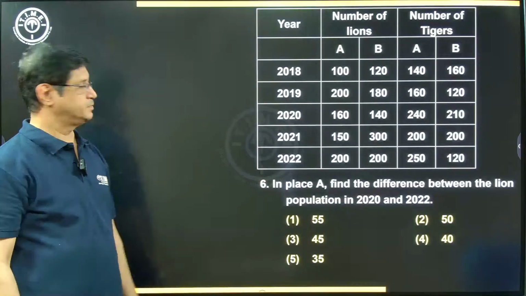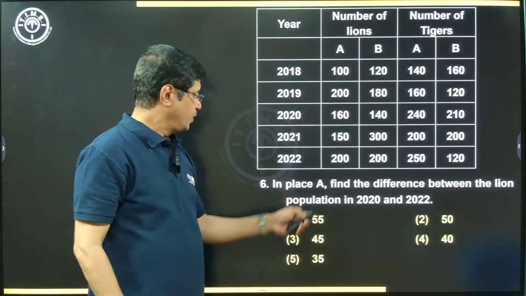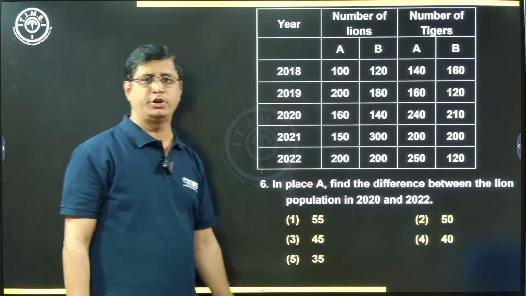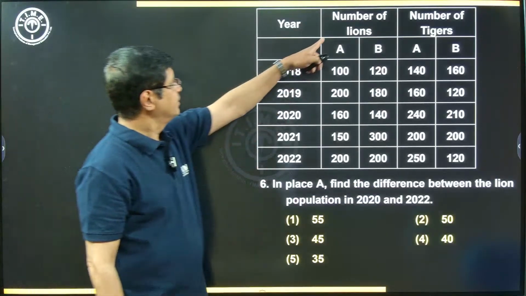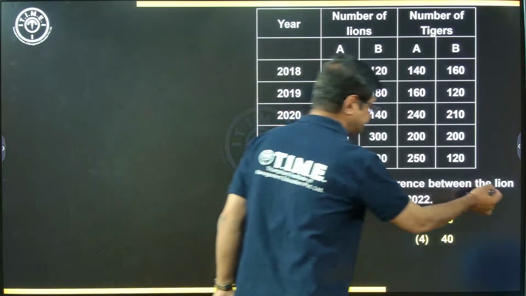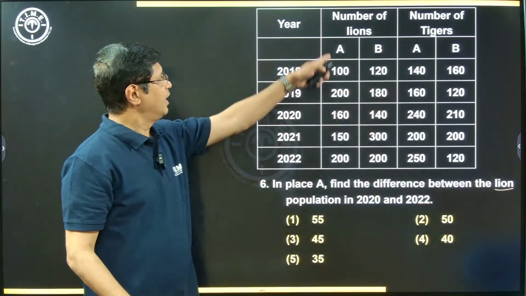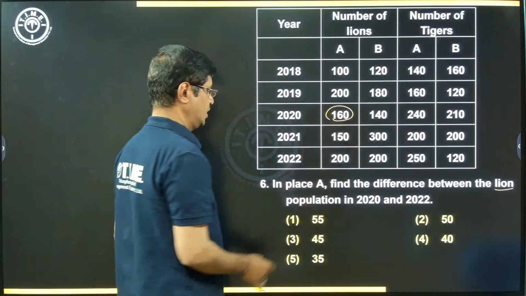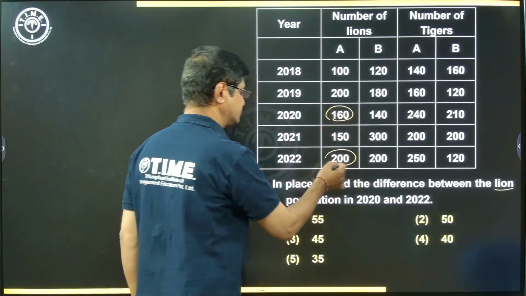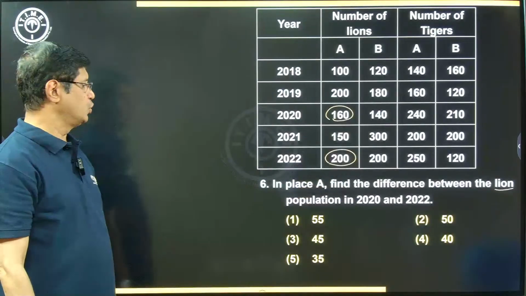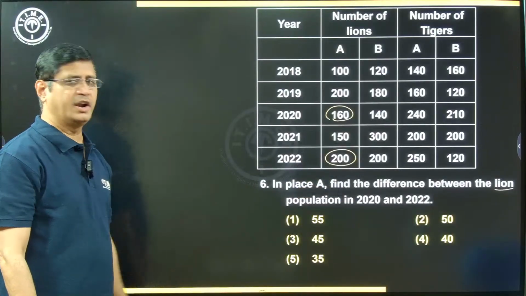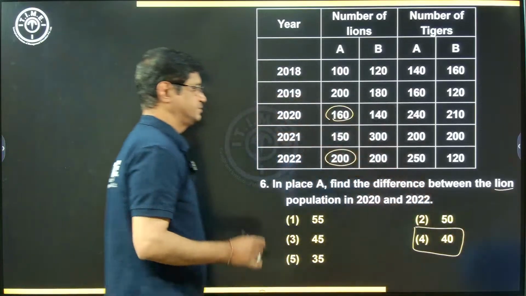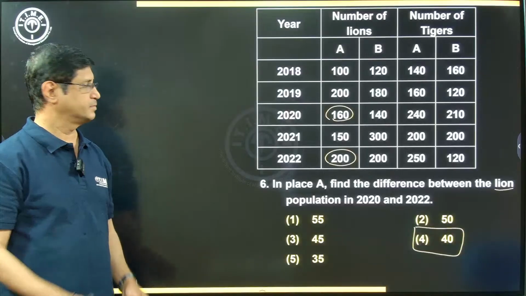Now, look at the first example. In place A, find the difference between the lion population in 2020 and 2022. Place A, lion population, 2020 and 2022: 160 and 200. How much is the difference of these two? 200 minus 160, that is 40. Right choice, option 4. Choice 4 is the right answer.